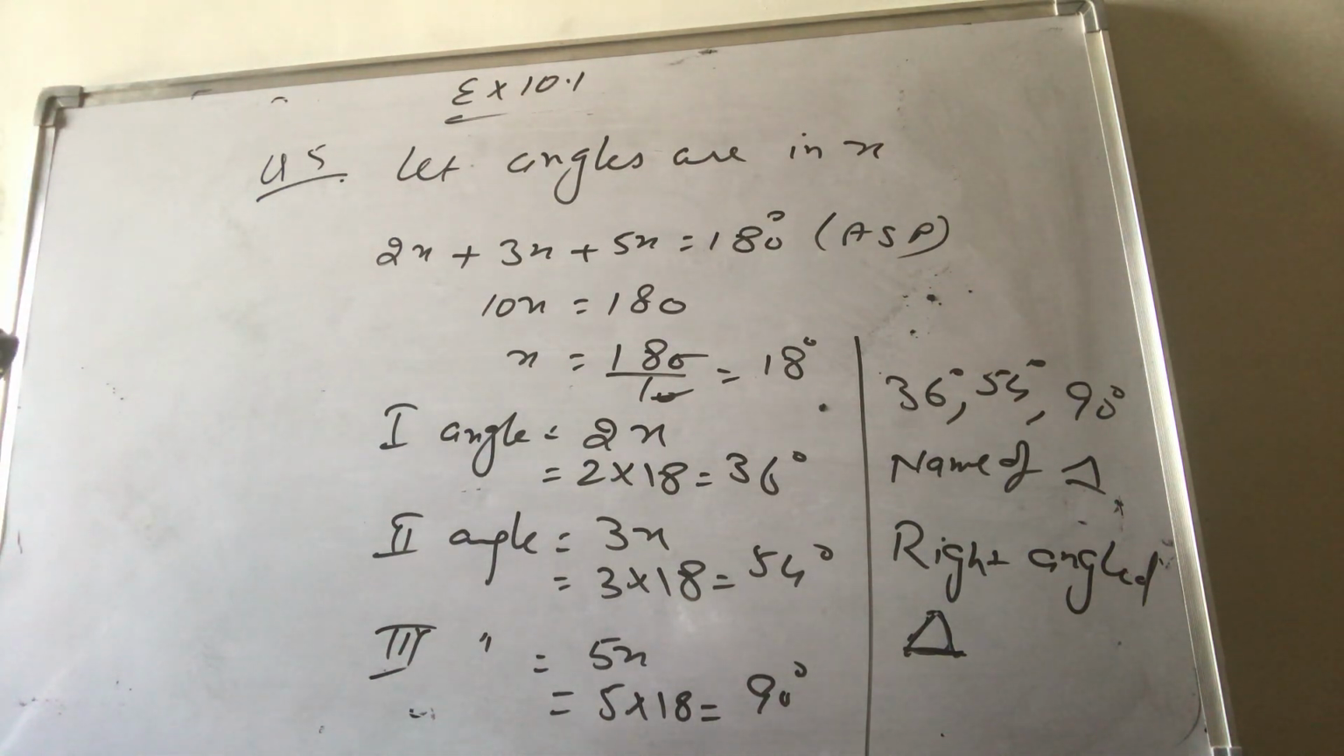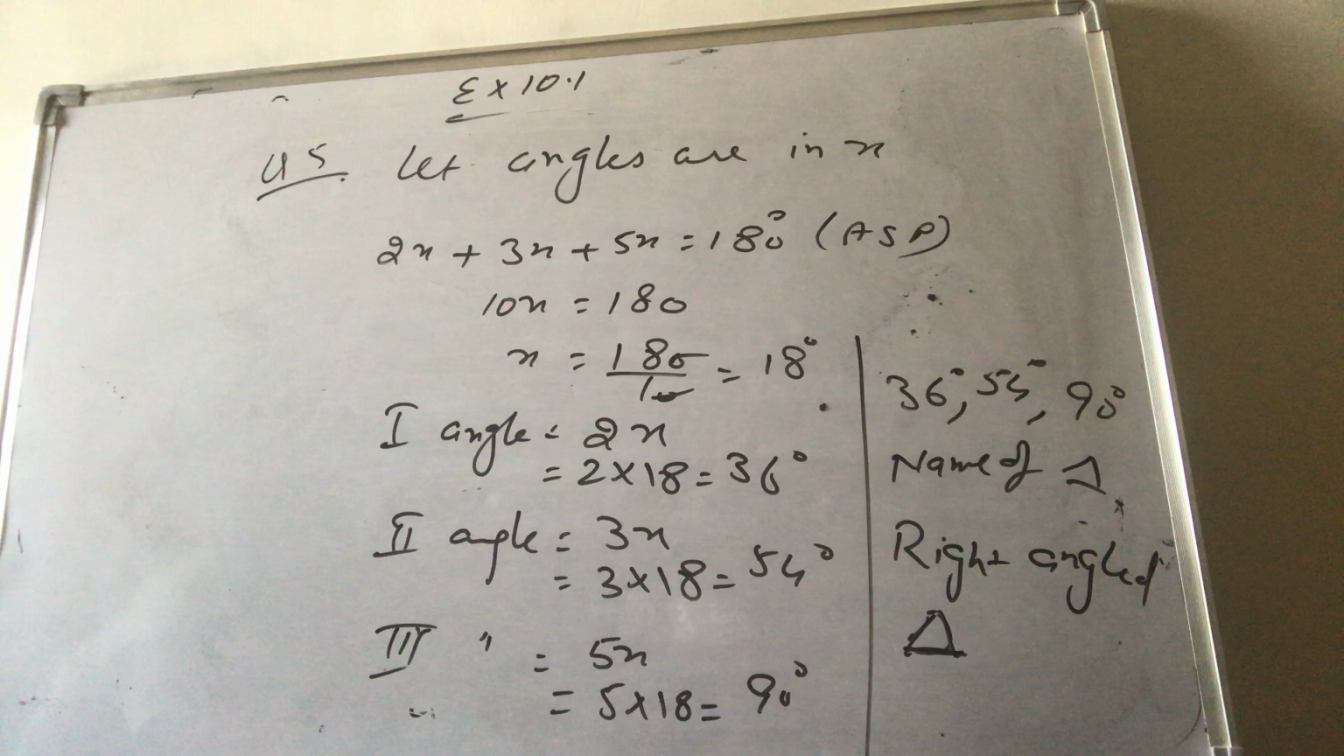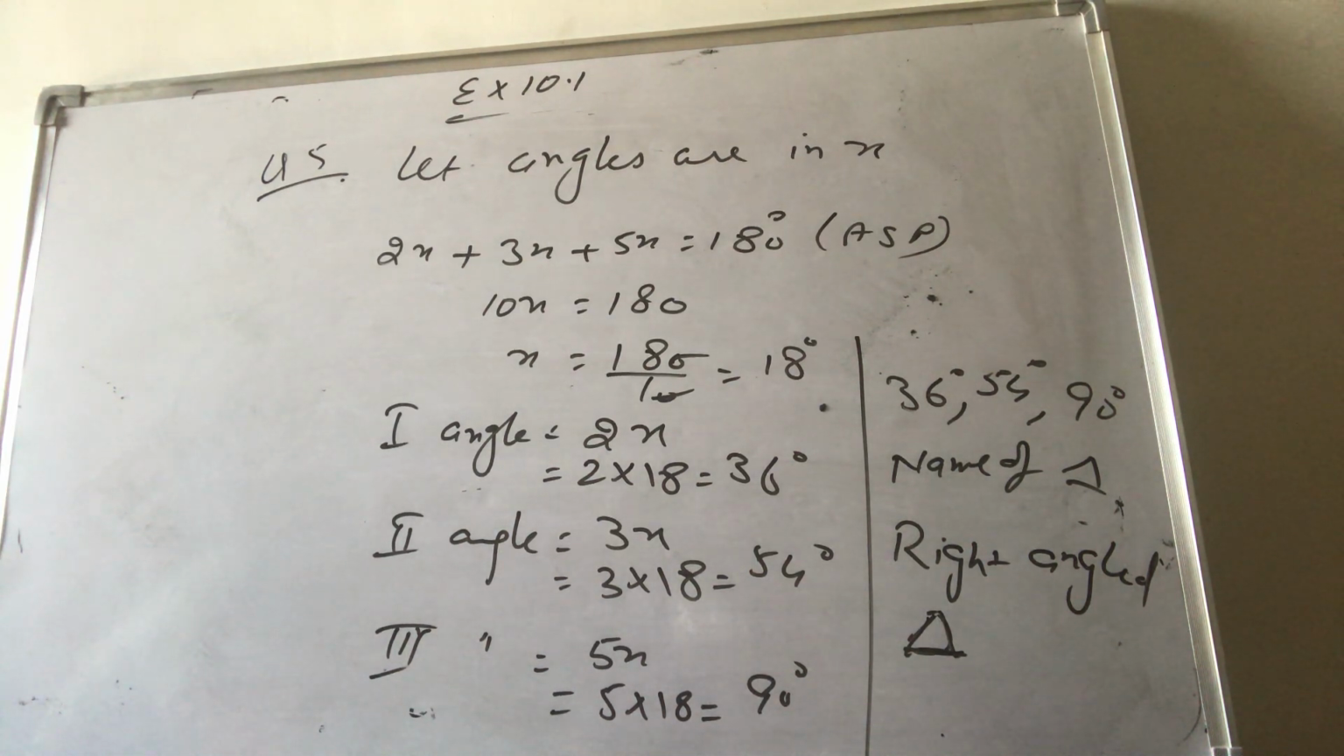Sixth question, find the measure of each angle of the equilateral triangle. Now, an equilateral triangle is a triangle in which all three sides are equal. Same property: if all three sides are equal, the angles opposite to them are also equal. So let me take all three angles as x. Then you will use the angle sum property and find the value of x. That will be the measure of each angle of the equilateral triangle.